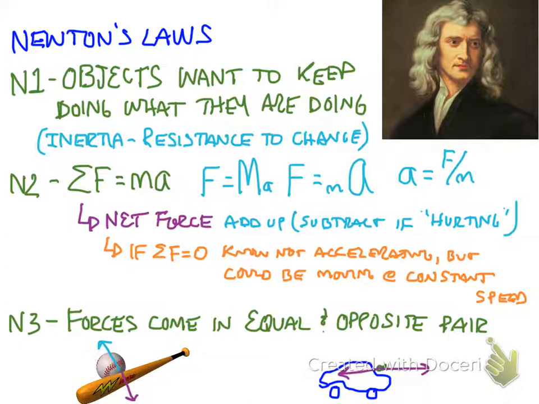Or if you're driving along and you hit a bug, the force that the car hits the bug is equal to the force that the bug hits on the car. A way to kind of help understand that this is possible is think about the object with the bigger mass has less acceleration, and the object with the smaller mass has more acceleration.